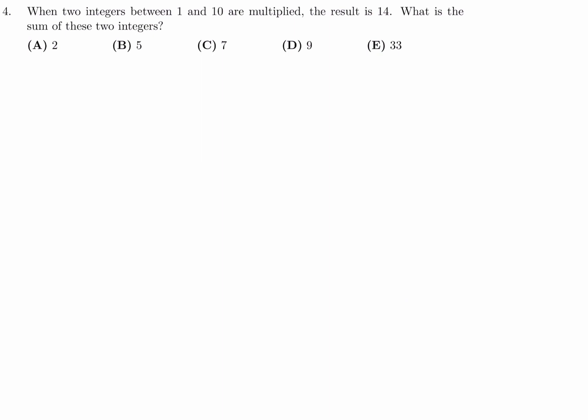When two integers between 1 and 10 are multiplied, the result is 14. What is the sum of these two integers? All right, well, 14 is basically 2 times 7. That's the only way to break it up into two numbers that are both between 1 and 10. So our numbers are 2 and 7. And they want you to add those two numbers now. Okay, well, 2 plus 7, that is 9. So number 4, the answer is D.